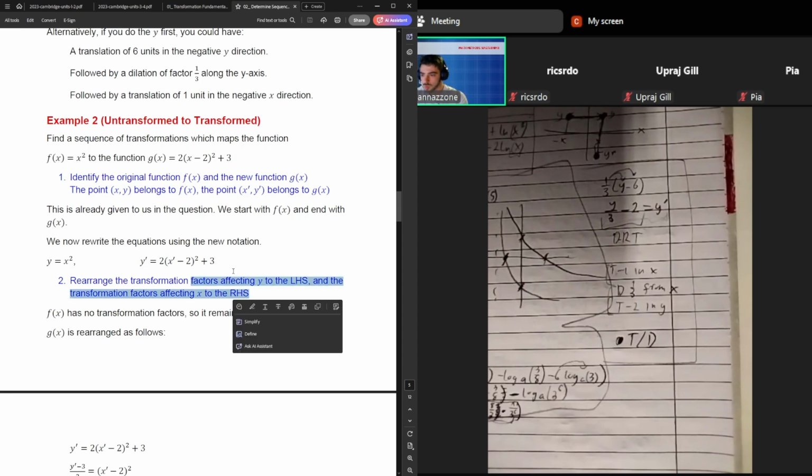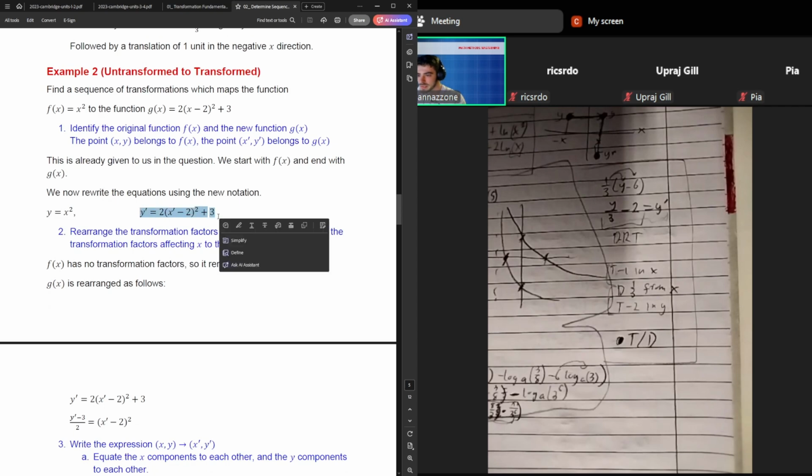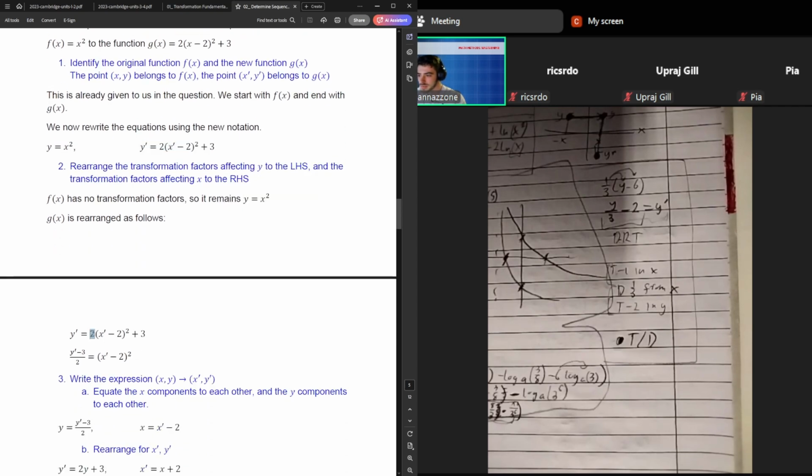From there, what are the Y transformations? They go to the other side. Everything that's X stays on the X. This is untransformed, nothing changes. This is transformed, so you subtract your 3 and you divide by 2.